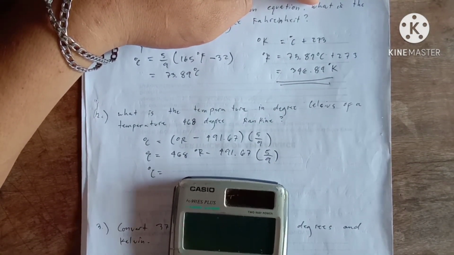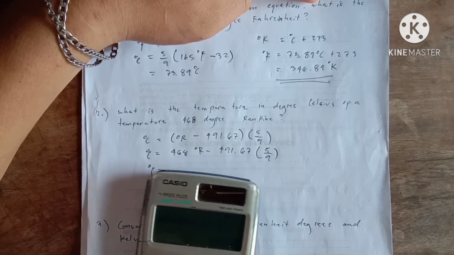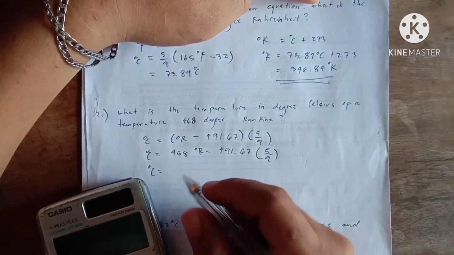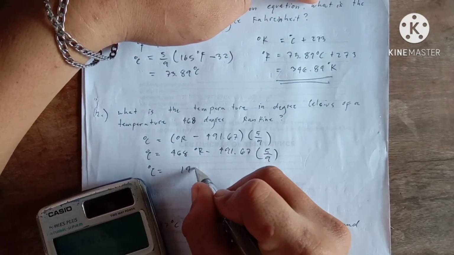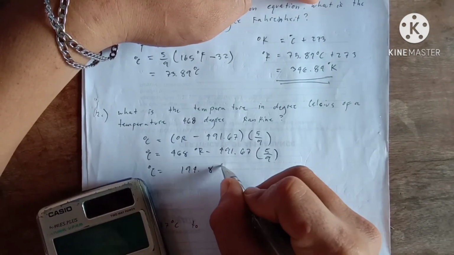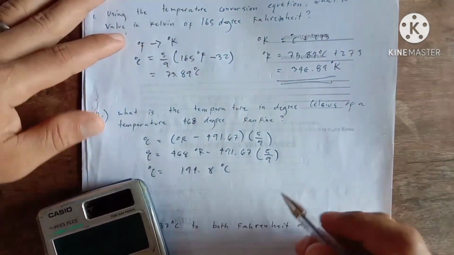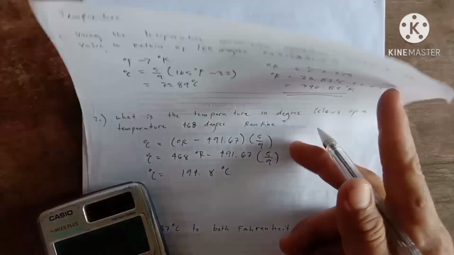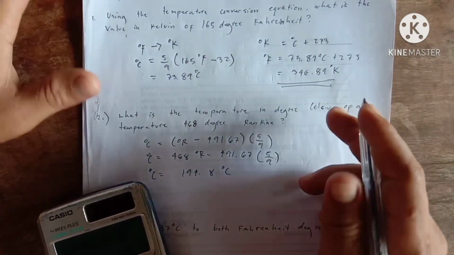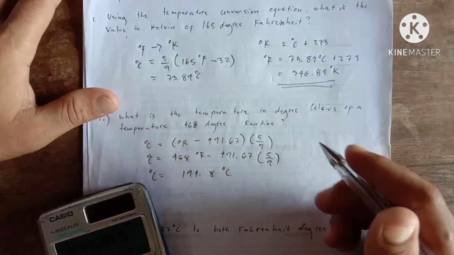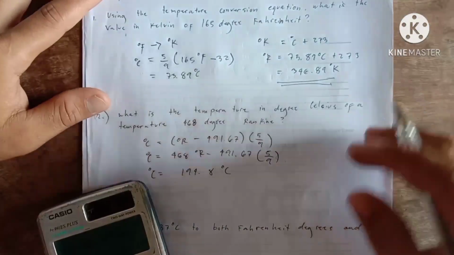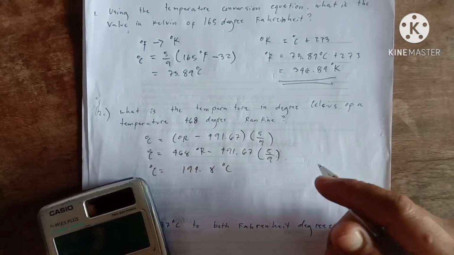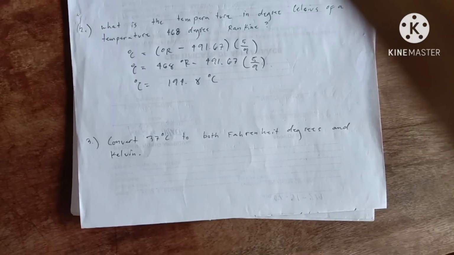So the final answer is 194. So degree equals 194.85 degrees Celsius. So that would be the final answer. So let's proceed to problem number 3.